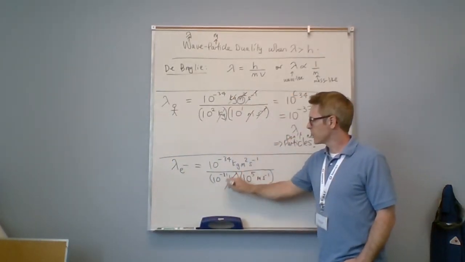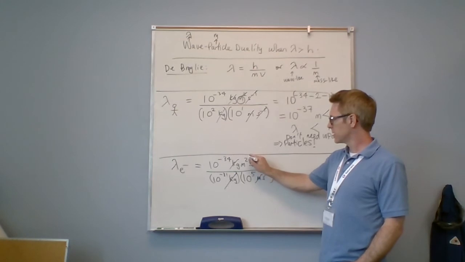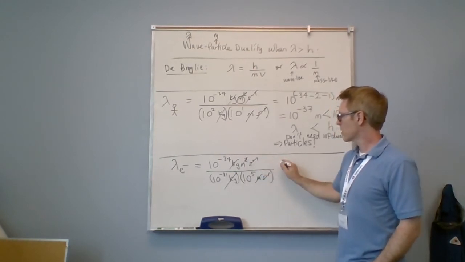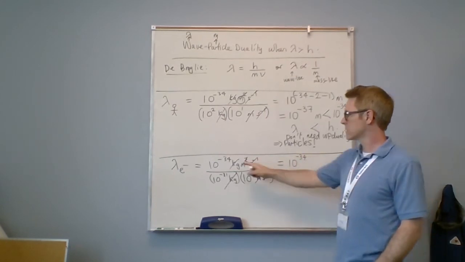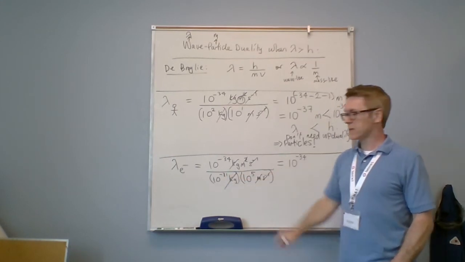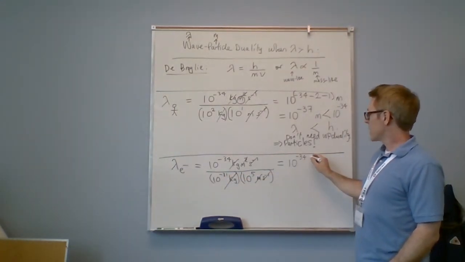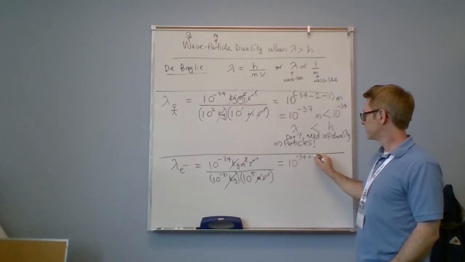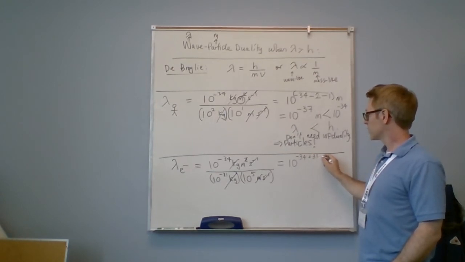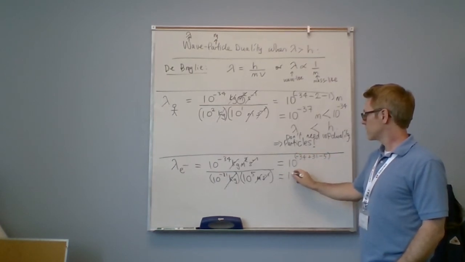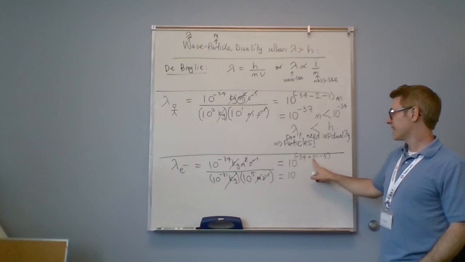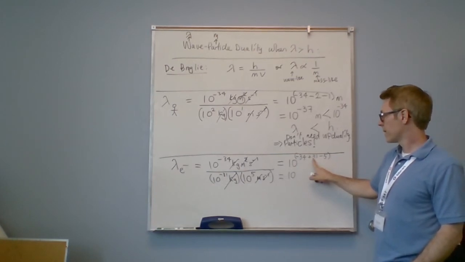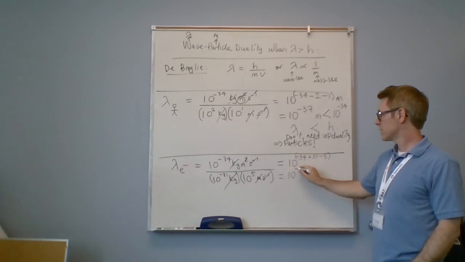If I cancel my units now, my kilogram cancels, my meter again cancels one of those, and I have 10 to the negative 34, which is my Planck constant. Now look at the small mass of the electron. So I've now got to add 31, and then I've got to subtract 5. 10 to the negative 34 plus 31 is negative 3. But then I subtract 5, so it's going to be negative 8.